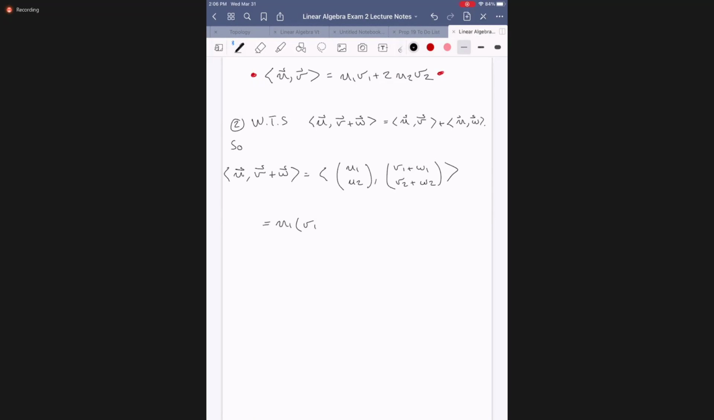times v1 plus w1 plus 2u2 times v2 plus w2, right? Okay. So now let's try to do some stuff with this. Since these are real numbers, I can distribute.